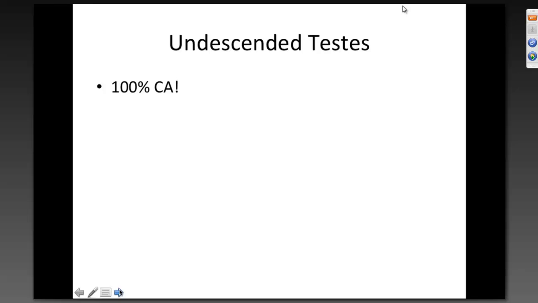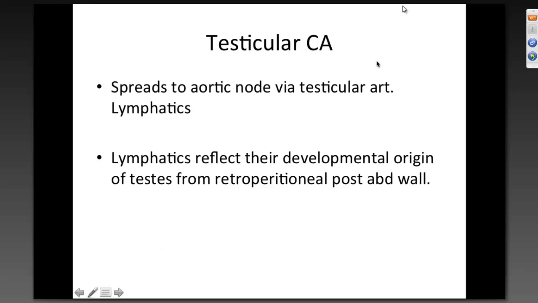All right, so undescended testes, 100% of the time cancer. And the thing about testicular cancer is that it tends to spread to the aortic node, and it does that by traveling through the testicular artery. And it's kind of a weird thing, but the right versus the left testicular lymphatics travel different routes as they go back up. We'll talk about that a little bit more later.